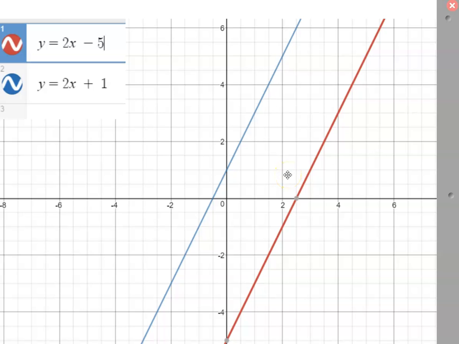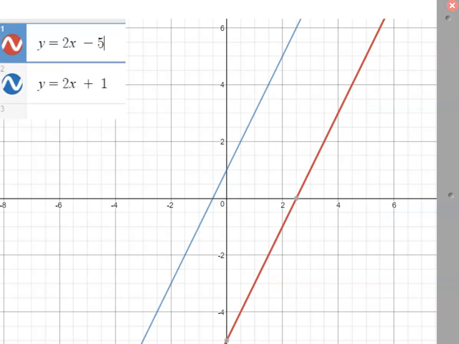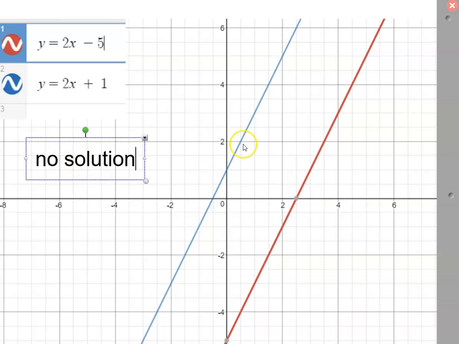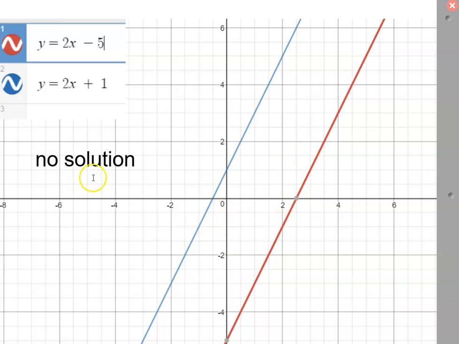And so for this particular set, what happens if they don't intersect? Because in our last example, we got the answer by finding the intersection point, right? Well, if they do not intersect, of course, that means there is no solution. So two parallel lines which never intersect are going to result in no solution. So if you are solving a system of equations and you find the intersection point, that is your answer, 10, negative 1. If they do not cross, that is no solution.